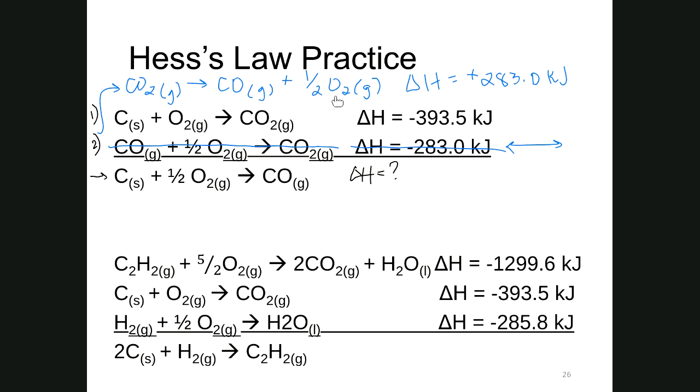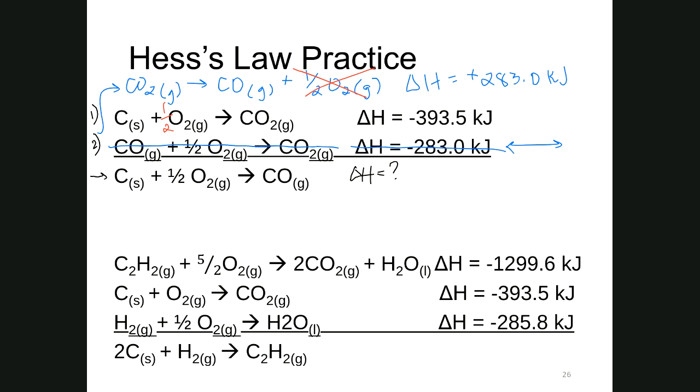If we have the same substance on different sides of the arrow, we subtract their coefficients. So we have a coefficient of 1 for this oxygen and a coefficient of 1/2 for this oxygen. So 1 minus 1/2 gives us 1/2. So that's going to completely get rid of this oxygen, and we're going to be left with half an oxygen here. So our oxygen is good.